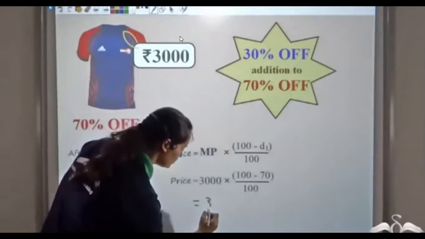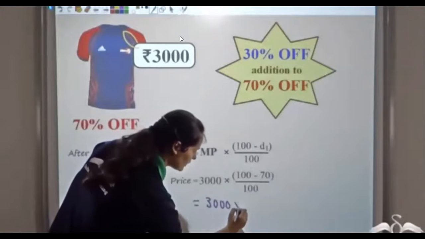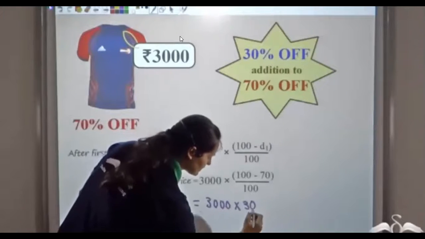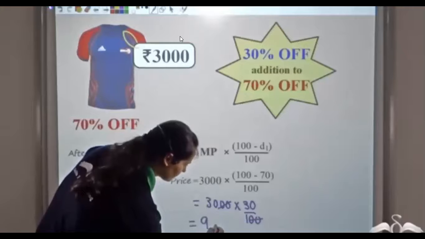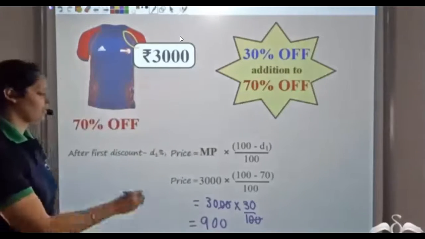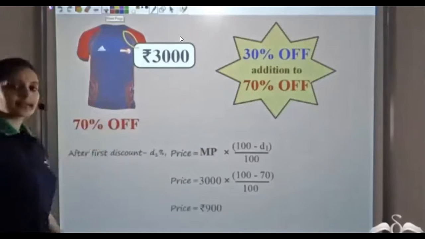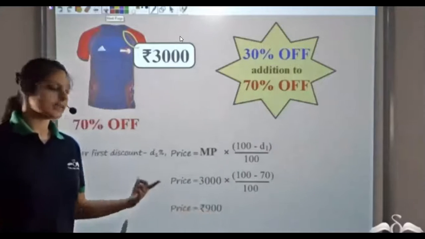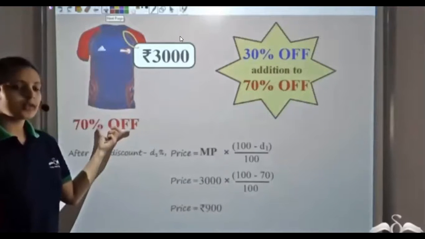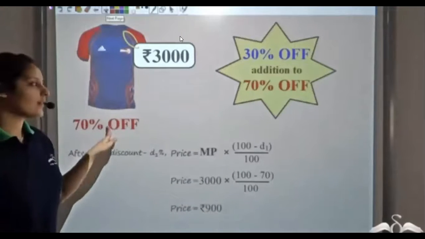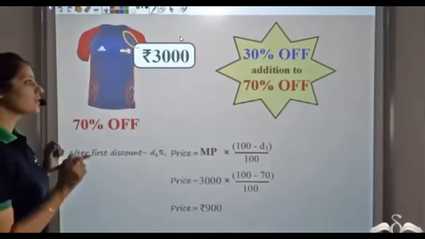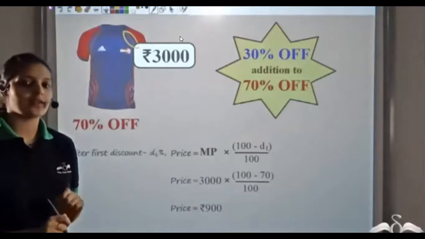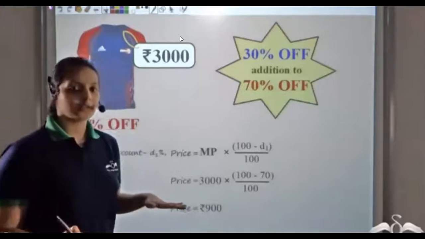Now this is equal to 3,000 into 100 minus 70, which is 30, by 100. So you get 900. The price comes out to be 900 rupees. That is the selling price after 70% off. But you're not getting just 70% off. It says you have 30% off in addition to this 70% off.